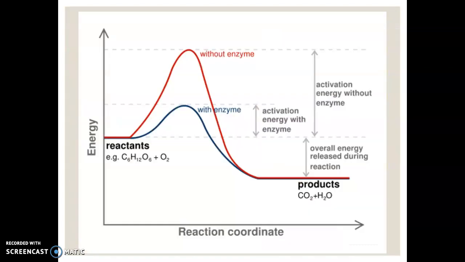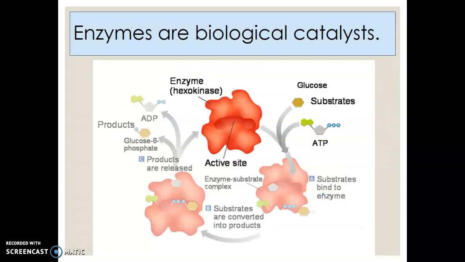So here's a diagram showing this. The reactants start here. Without an enzyme, you need a lot more energy in order to form the products. And then with the enzyme, it almost divides the energy needed, the activation energy needed, in half, or a little bit more, to produce those products.